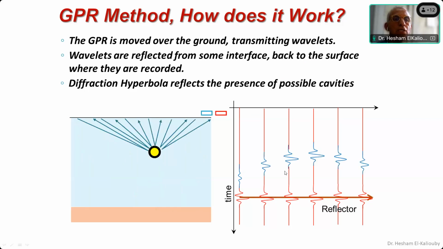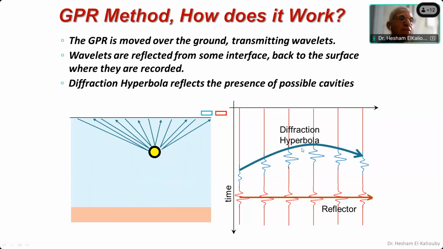It takes a hyperbolic shape. We call it a diffraction hyperbola, because the body here is 2-dimensional or 3-dimensional in shape. So it takes this hyperbolic shape. This is how we can characterize the presence of a cavity or utility in the subsurface. Let's talk more about how this diffraction hyperbola takes place.